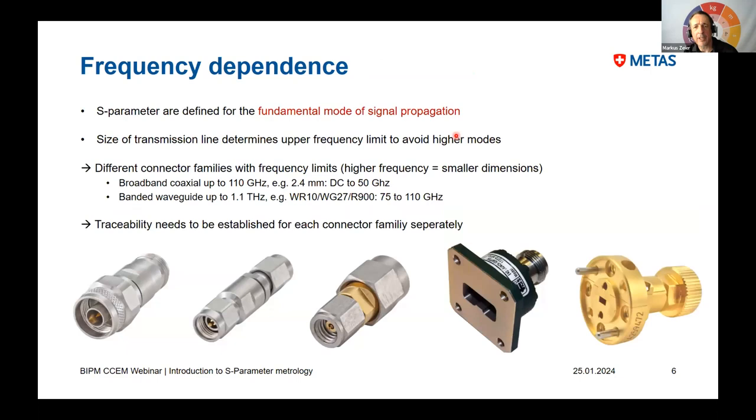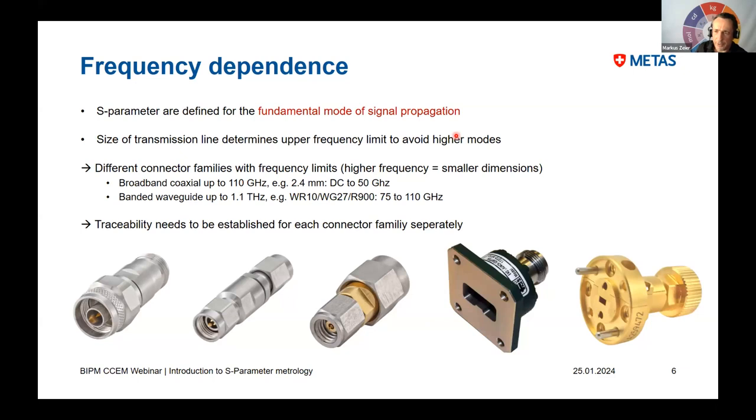Before I go to vector network analyzers, maybe a few things about frequency dependence. S parameters are only defined for the fundamental mode of signal propagation. So this means that you need to avoid higher modes. You can avoid higher modes by staying below frequency limits, which are given by the geometries of the transmission lines. But this has the effect that there are different connector families with different frequency limits.